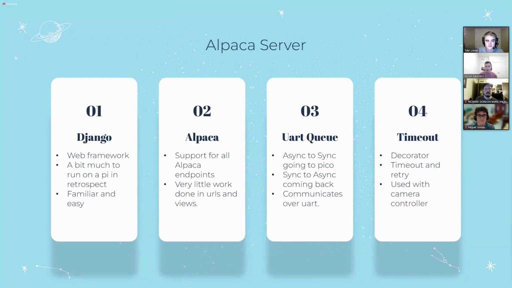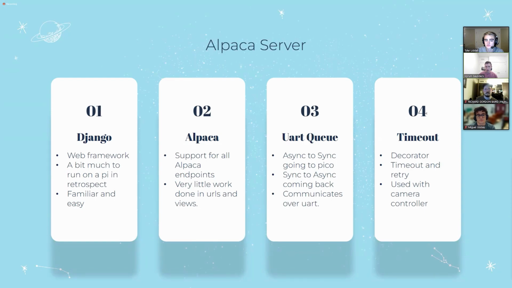Our Alpaca server is using Django, and in retrospect, this may have been a bit much for our simple use case, especially running on a Pi. It might have been better to use something like Flask, but we're already familiar with Django. In our server, we include support for all of the Alpaca endpoints. Again, I want to stress that Alpaca is only an interface that dictates what information is sent and received from each endpoint. The implementation was up to us.